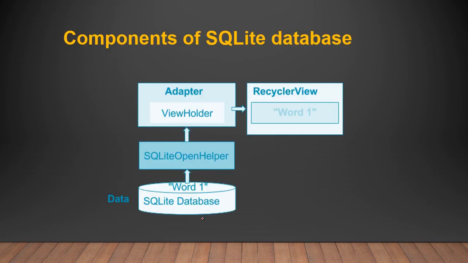These are the components of SQLite database. If you want to show your data in the recycler view of your app, there are some steps, components, or skeleton that you need to understand. First is your SQLite database, where your data is stored persistently, and the SQLite OpenHelper manages your database for you. It checks if the database exists and opens it for you. If it does not exist, it will create the database for you. After that, we will create another class called the adapter, and by using this adapter class, we will show our data in the recycler view.